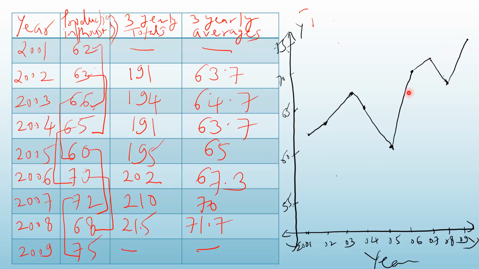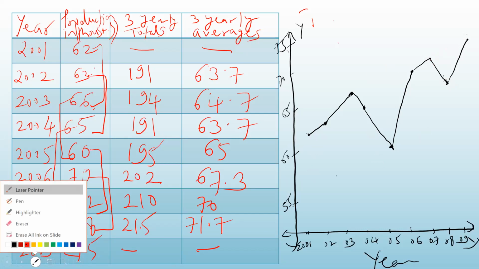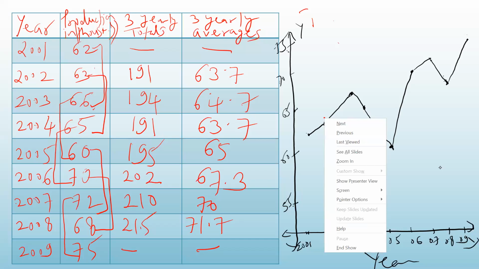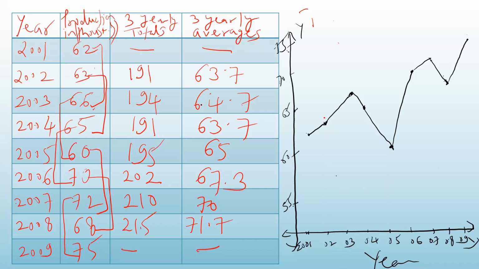Now on the same graph paper you can plot the moving averages. So I'll use a different color for that. Maybe I'll use the red color. For 2001 I don't have the value. For 2002 it is 63.7. Before it was 63, now it is 63.7. So I can call it 64. So it will be slightly up. For 2003 it is 64.7. Before it was 66, now it is 64.7. So it has come here. 64.7 here. So I will join these 2 points.